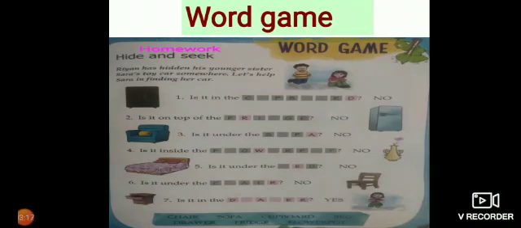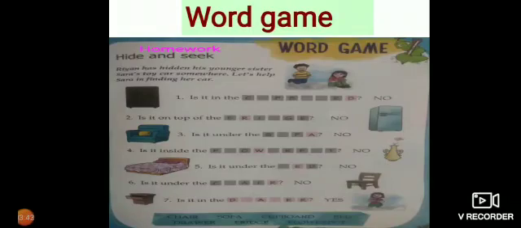So children, moving on to the next page, which is page number 47. In this page, you have to do this word game. Here, Rian has hidden his younger sister Sarah's toy car somewhere. You have to find Sarah's car.